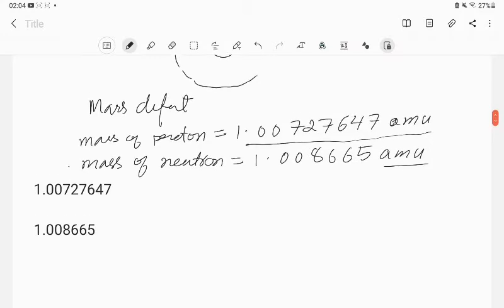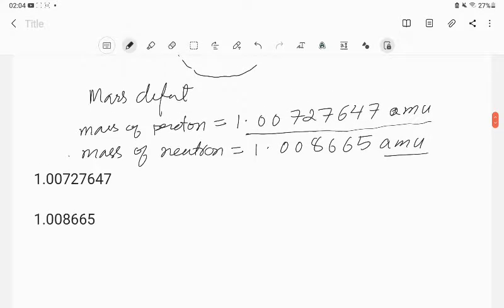Now, what is mass defect? Mass defect, denoted by delta m, is the difference between the sum of the masses of the nucleons, that is protons and neutrons inside the nucleus, and the rest mass of the nucleus.